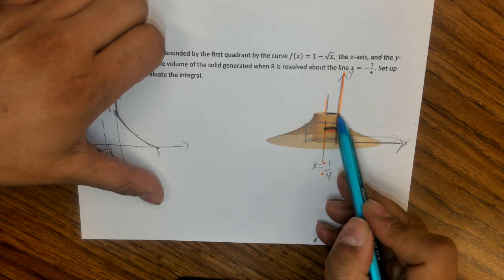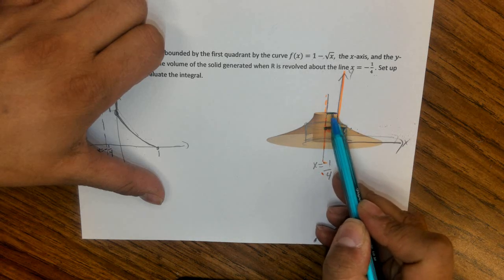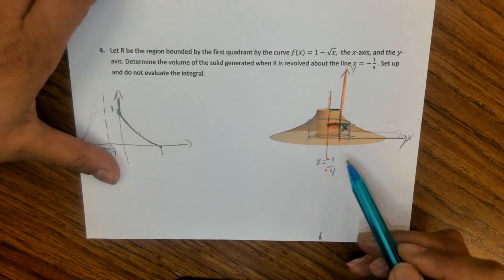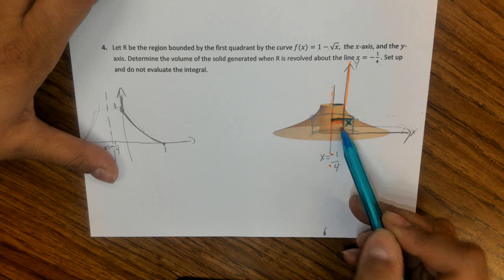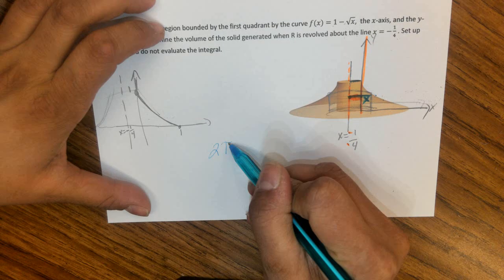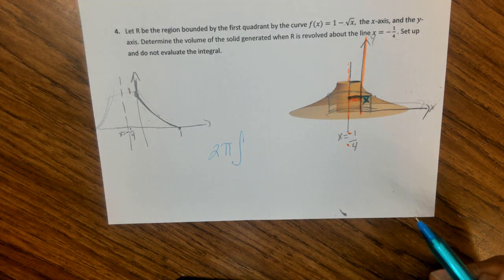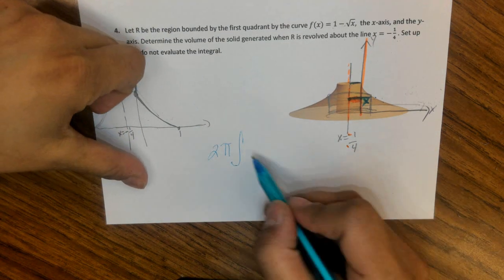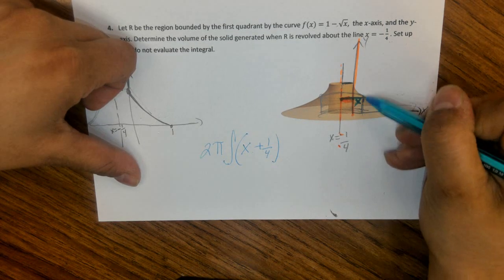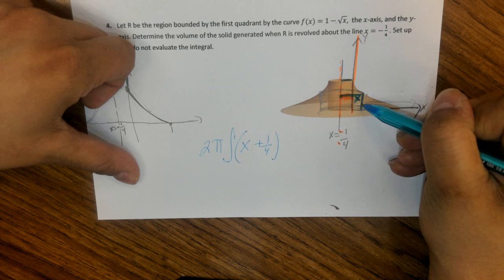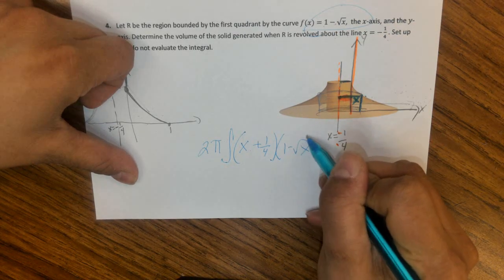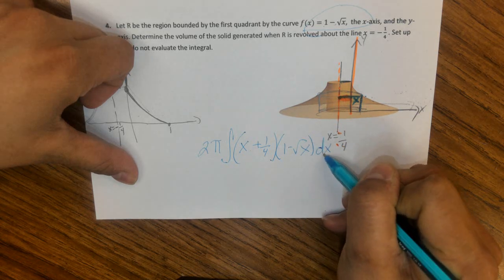Okay, this is sort of misleading. This makes it seem like the radius was 1/4, but again, if we draw a wider shell, the radius actually is x plus 1/4. Okay, so here's my 2 pi. I'm trying to find circumference. Here's my 2 pi. It's going to be the radius, which is x plus 1/4, times the height. The height of this function is this. That's the height. And then I've got my dx.